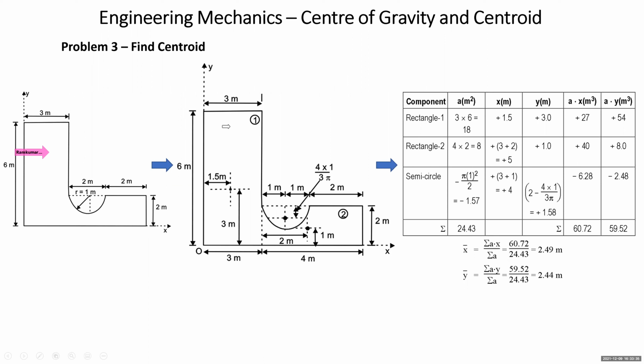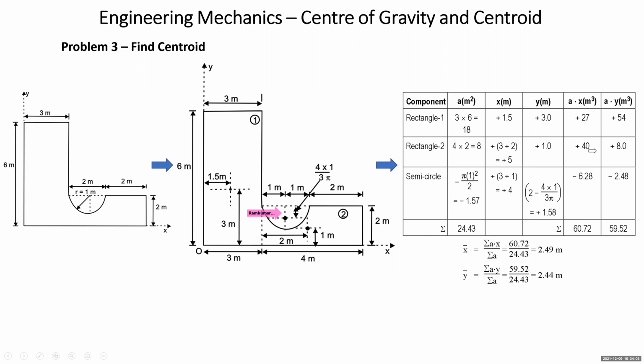I draw the diagram again, a little bigger in size. I take this as rectangle 1, 3 meter is the width and depth is 6 meter. Then put a dotted line here. You take another rectangle of width 4 meter and height 2 meter, and this semicircle will be the removed area. Semicircle will be the removed area. So what is the composition of this plane area? This is rectangle 1 plus rectangle 2 minus semicircle.